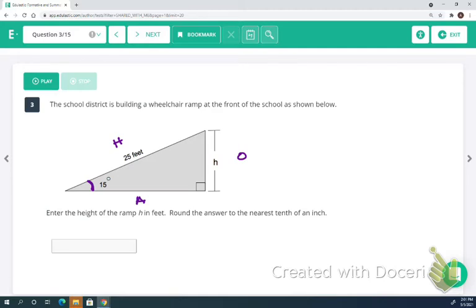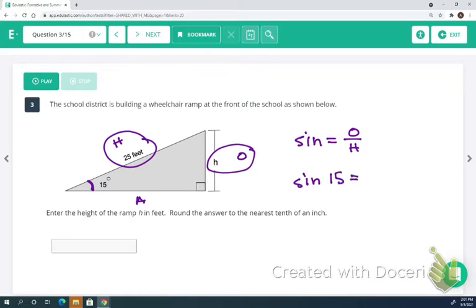We want to come up with a trig problem. Remember, anytime that we have an angle, we know we're going to use our trig function: sine, cosine, or tangent. We want to find the height, so that's going to be our opposite side, and we're given our hypotenuse here. So here I have opposite and I have hypotenuse, so I know that it's going to be sine. Sine is equal to the opposite over the hypotenuse. So sine of the angle, 15, is equal to the opposite, which is h. That's what we're solving for, and the hypotenuse is the 25. I want to solve for h, so I'm going to multiply both sides by 25.